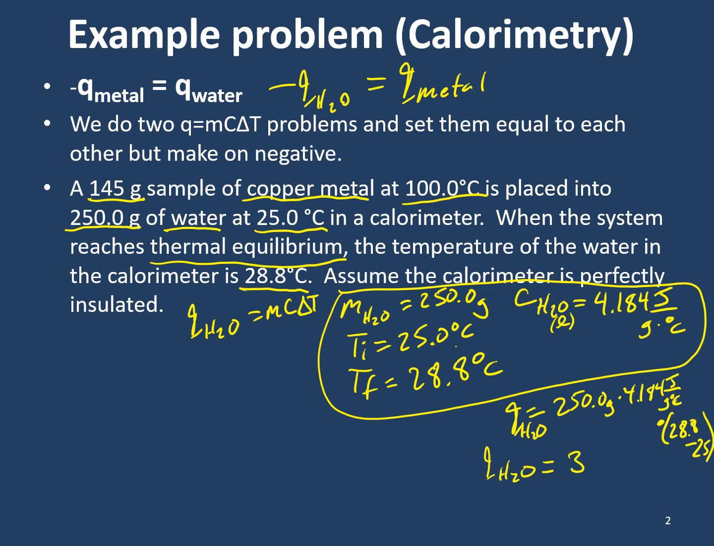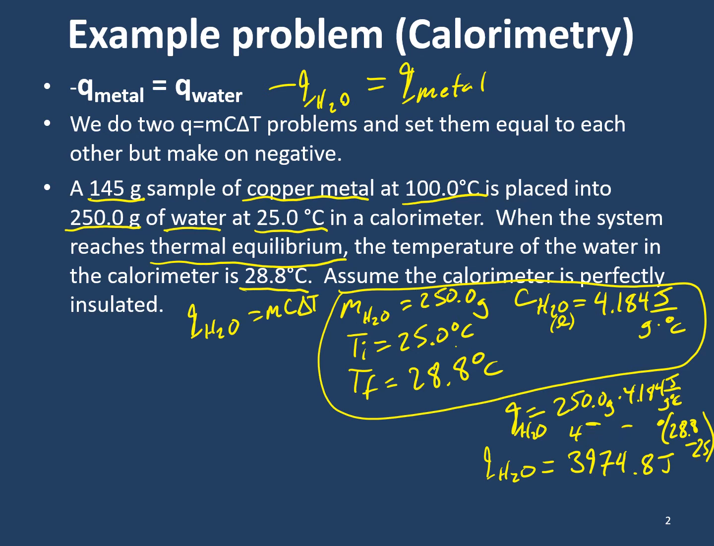is about 3,974.8 joules. Now, we actually only know this to 2 significant figures. So technically, we would round this to 4,000 joules if this was our answer. But again, we don't round values until the very end.